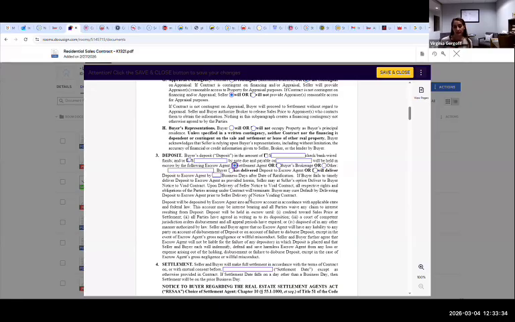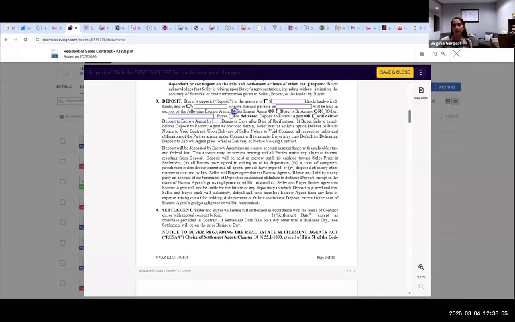Deposit will be deposited by escrow agent into an escrow account in accordance with applicable state and federal laws. This account may be interest-bearing, and all parties waive any claim to interest resulting from the deposit. Deposit will be held in escrow until one of all these things happen. One is credited towards sales price at settlement, right? That's the easiest and what we are all hoping for. 2, all parties have agreed in writing as to how it will be disposed, right?